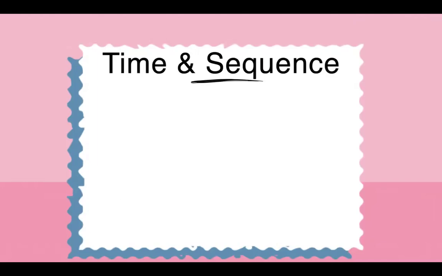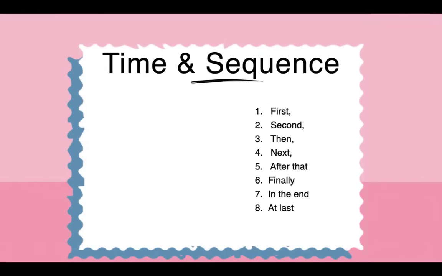Time and sequence, use them when you are listing steps or telling a story, right? And these are gold for speaking or descriptive essays, right? So if you want to show, let's say, sequence, then you can say first, second, then, next, after that, finally, in the end, and at last.